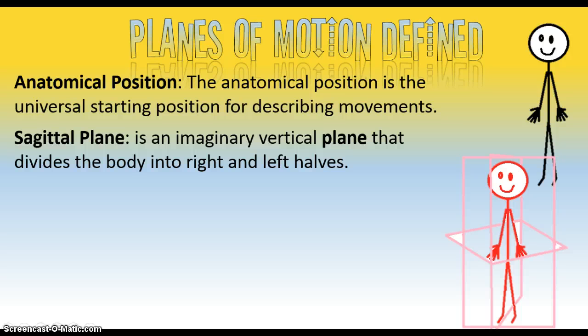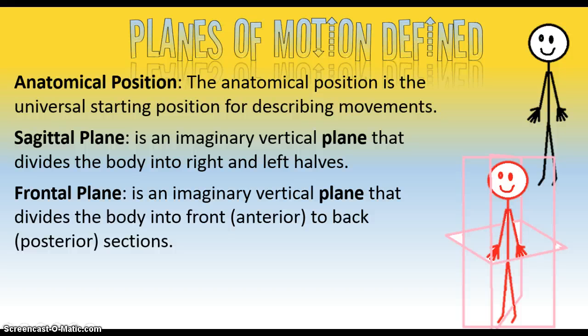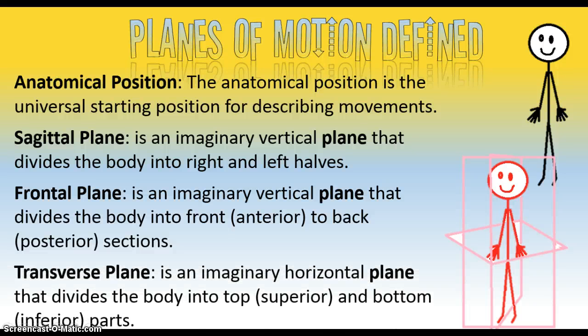So from anatomical position, if you were to move in the sagittal plane, you're moving along an imaginary vertical plane that divides the body into the right and left half. In the frontal plane, you'd be moving along an imaginary vertical plane that divides the body from front to back. And the transverse plane is an imaginary horizontal plane that divides the body into top and bottom.